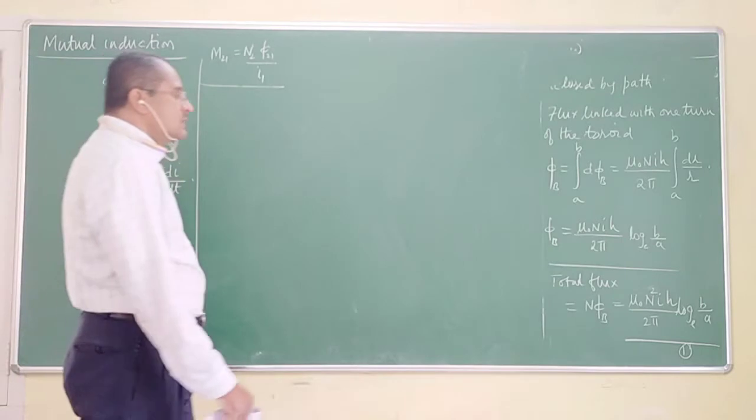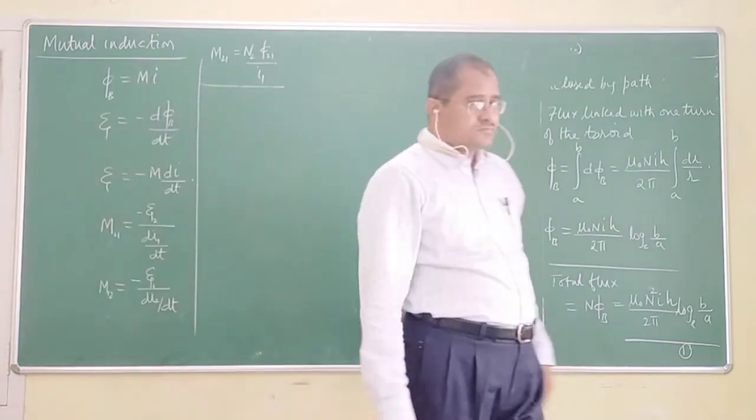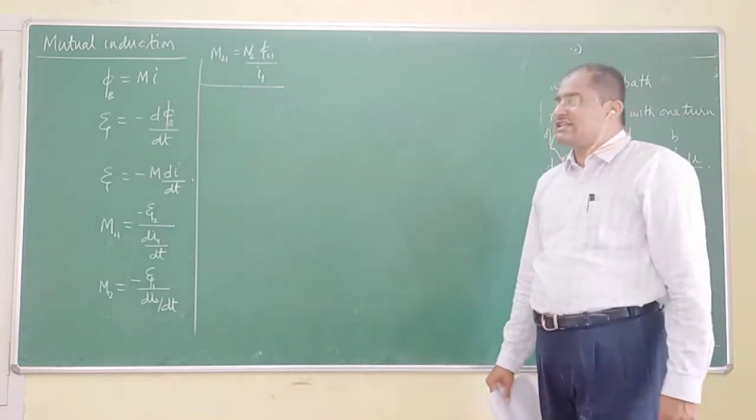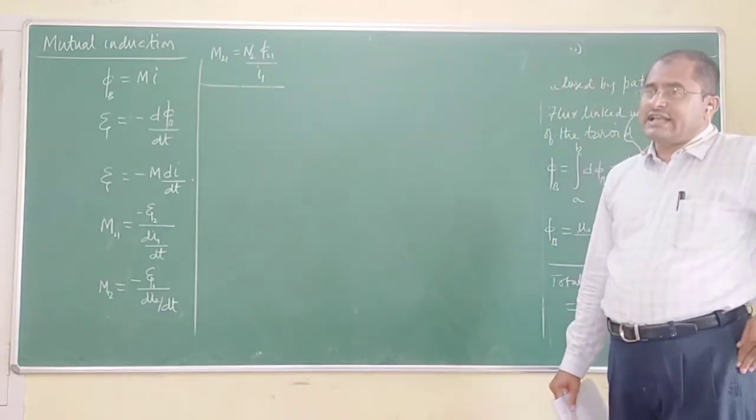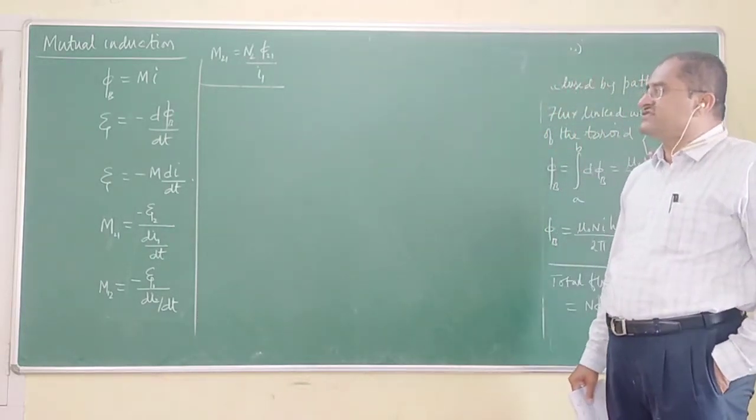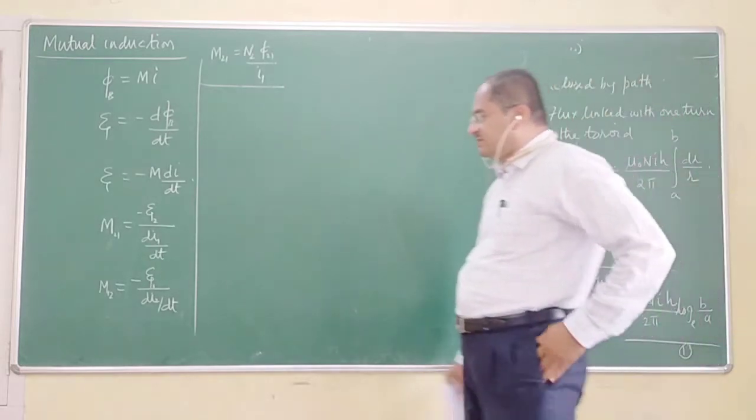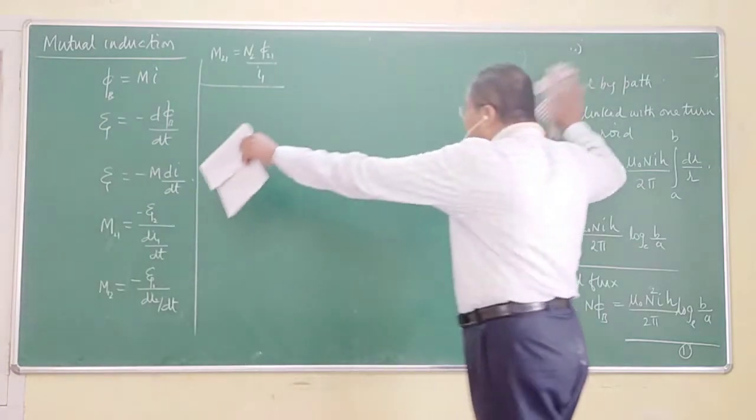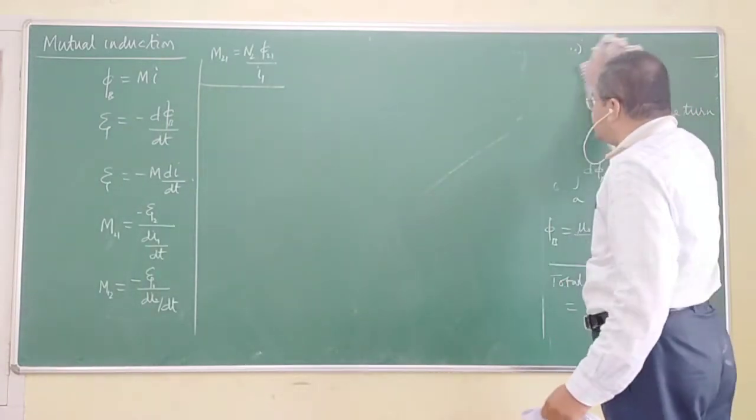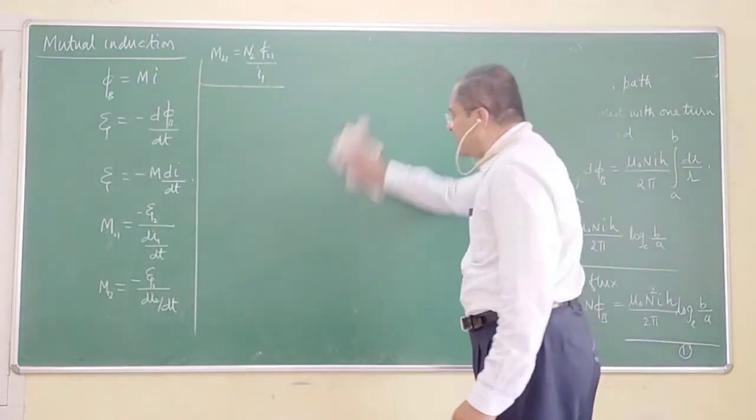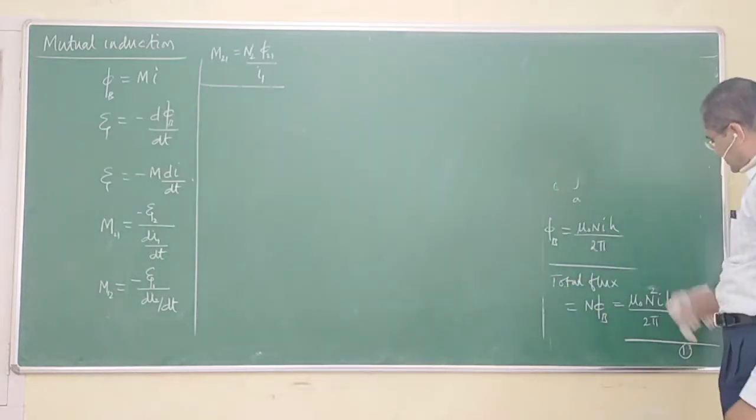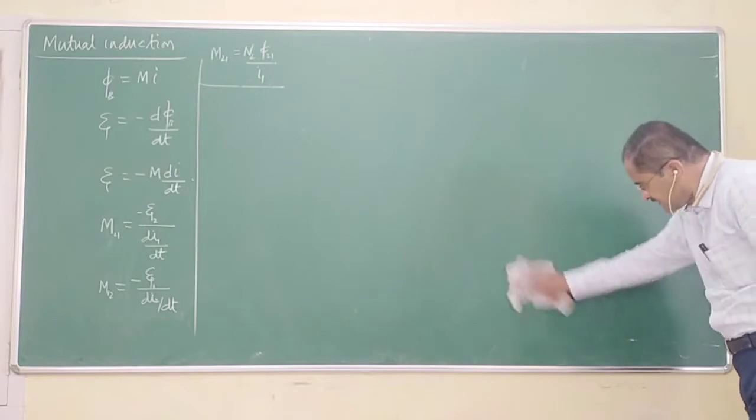Now, if two coaxial solenoids are given and you are asked to find out the expression for coefficient of mutual inductance, how to do it? That's what we are going to discuss now. Okay? I can also explain to you how to define coefficient of mutual inductance from that. I will tell you that.